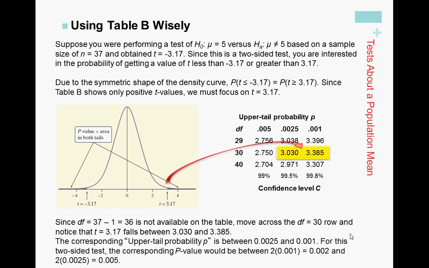Okay, and a good note here, we'll talk more about two-sided tests later, but since this was a two-sided test, as you can see up top, their alternative hypothesis was that mu does not equal 5. Once you find that range, 0.0025 to 0.01, you then have to double those because we're doing two-sided, we're doing both sides. We want to know the probability of it being below -3.17 or 3.17 and above. So it goes on both sides, so we do have to double our p-value.